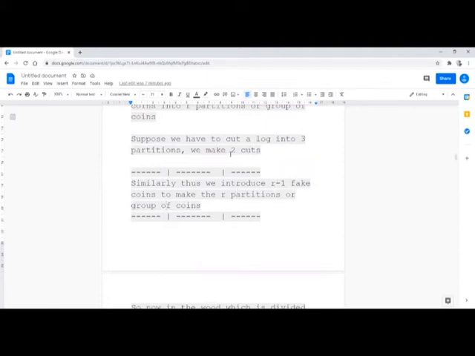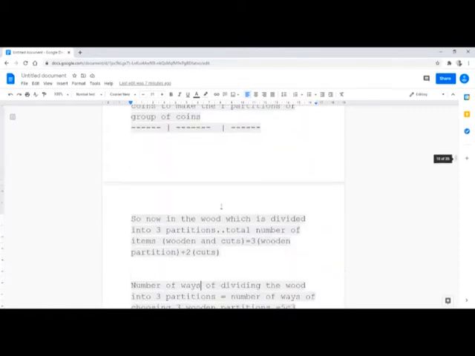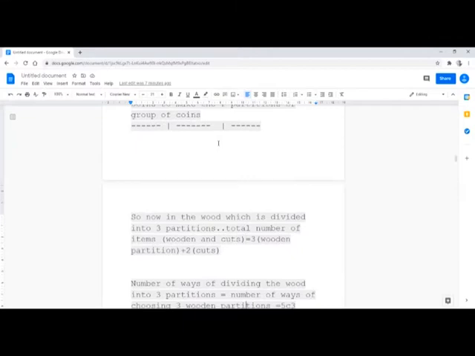So here we introduce 2 cuts, 3 minus 1 cuts. We introduce r minus 1 fake coins to make r partitions of our group of coins. So now in the wood, which is divided into 3 partitions, the total number of items is wooden partitions and the cuts. So there are 3 wooden partitions and 2 cuts, 1, 2. So the total number of items is 5.